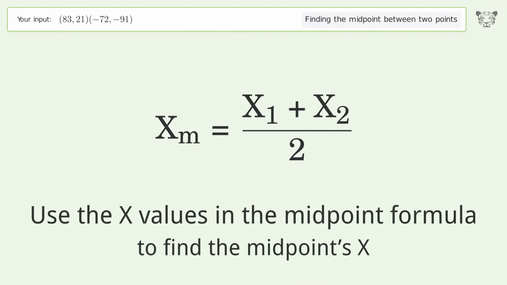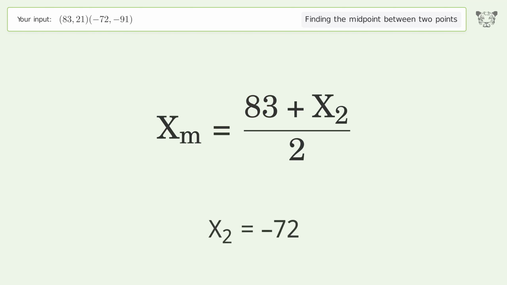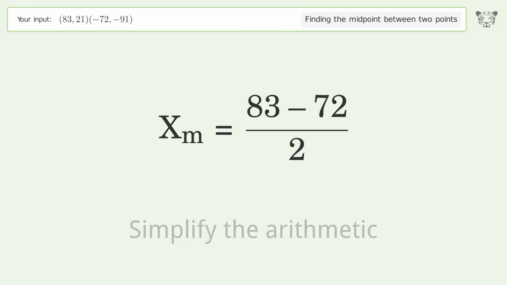Use the x values in the midpoint formula to find the midpoint's x. x1 equals 83. x2 equals -72. Simplify the arithmetic.